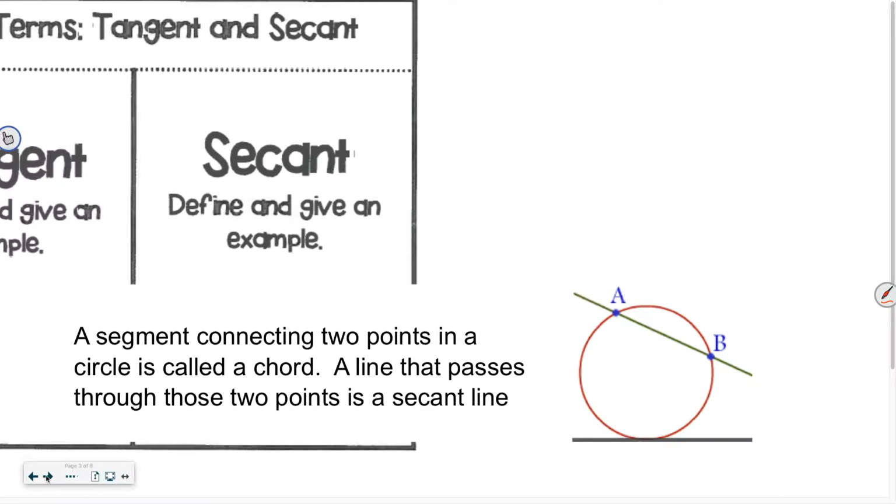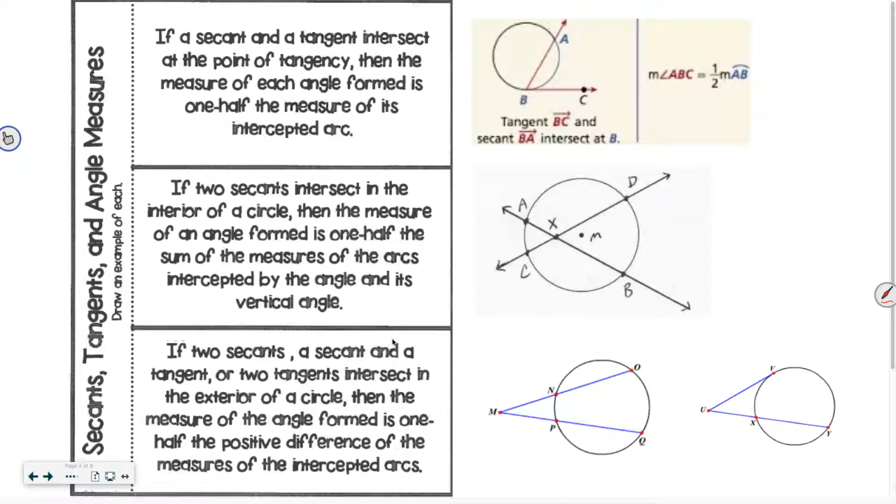So now we have a couple of theorems that go with tangents and secants. And so these pictures I have drawn, they go with each of these, just so you know. So it says if a secant and a tangent line intersect at the point of tangency, then the measure of each angle formed is 1/2 the measure of the intersected arc. And we're going to look at problems in just a second so it makes sense. But what they're saying here is that this angle is going to be half of whatever that little arc is. If that arc was 90 degrees, then that angle would be 45 degrees. If that arc was 100 degrees, then that angle would be 50 degrees because it's half the arc.